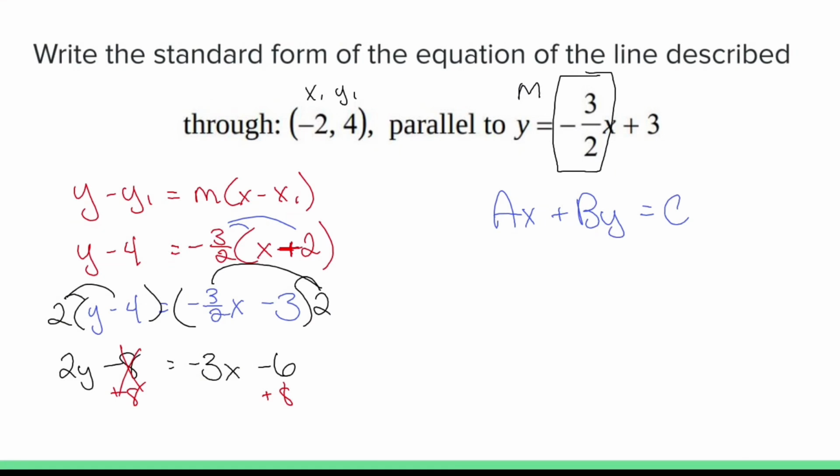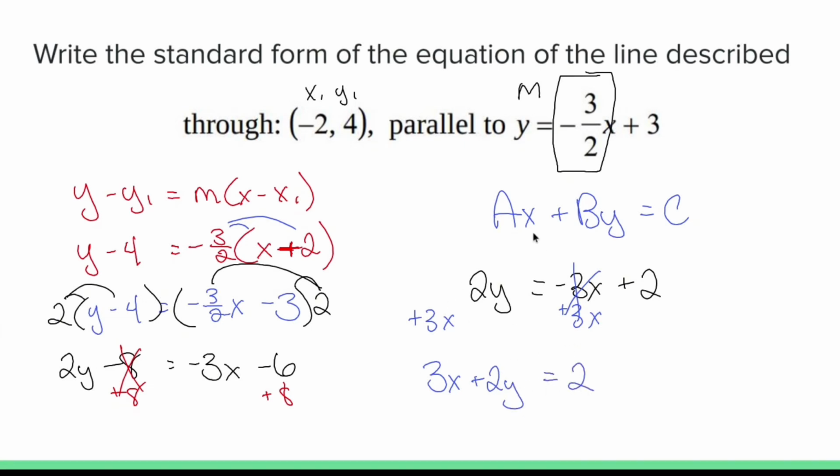Let's rewrite it up here where I have a little bit more space. So 2y equals negative 3x, and then negative 6 plus 8 is 2. My last step is to add 3x to both sides, like so. 3x and 2y don't combine, so 3x plus 2y equals 2. So now that's in the form of ax plus by equals c, no fractions, x and y are on the left, numbers on the right, everybody wins.